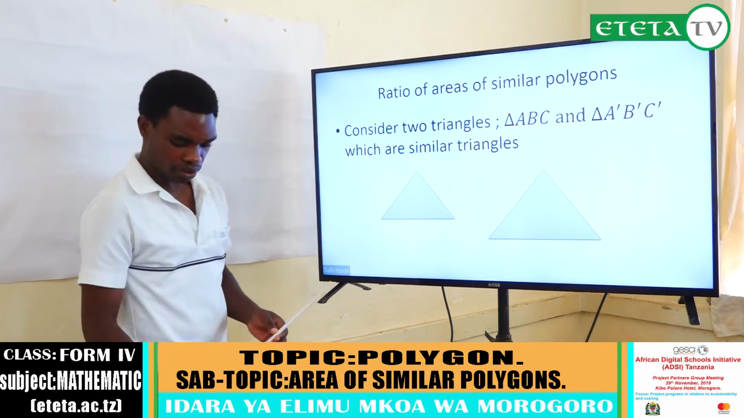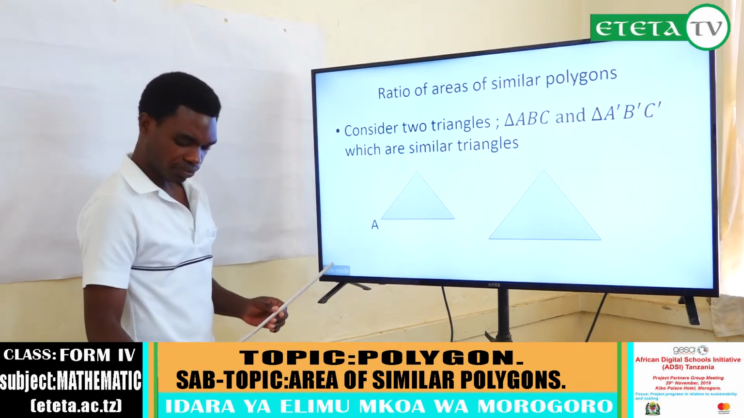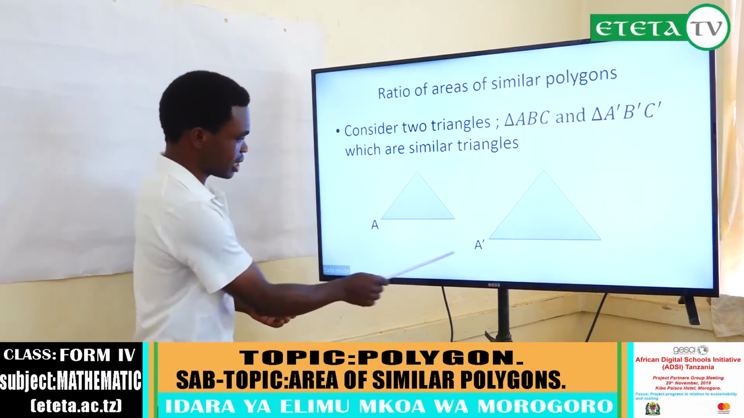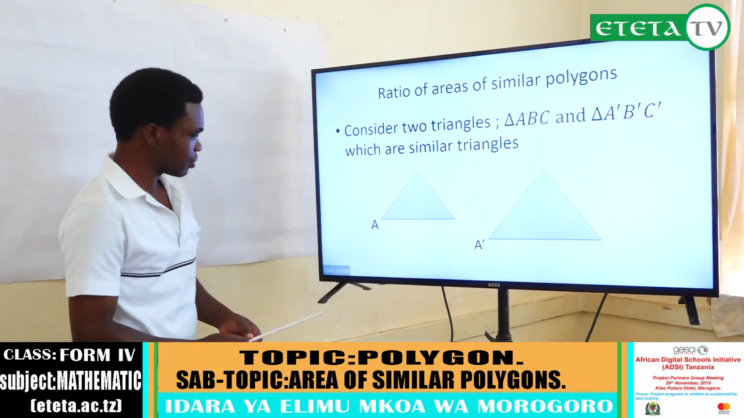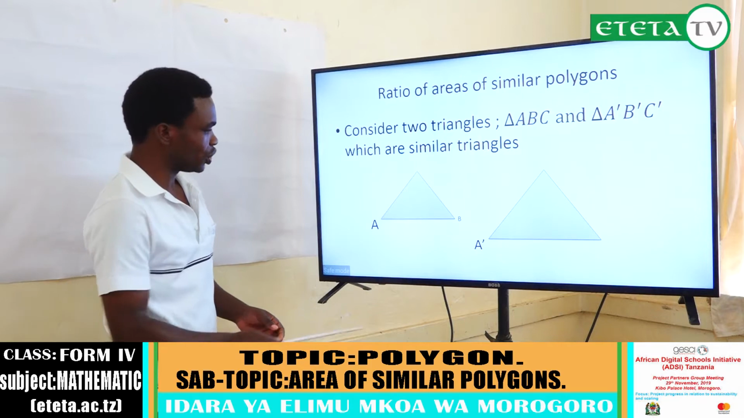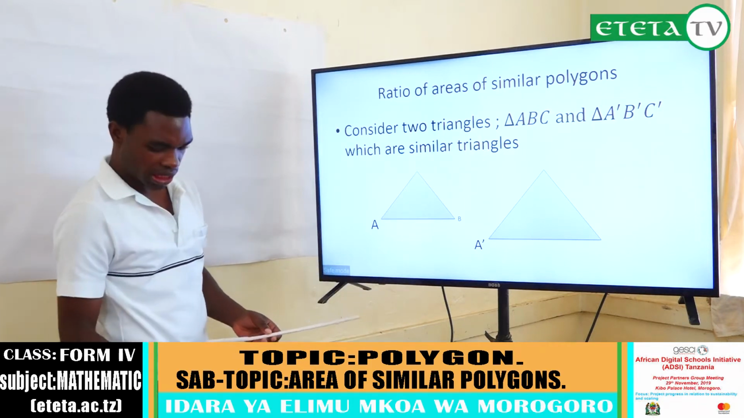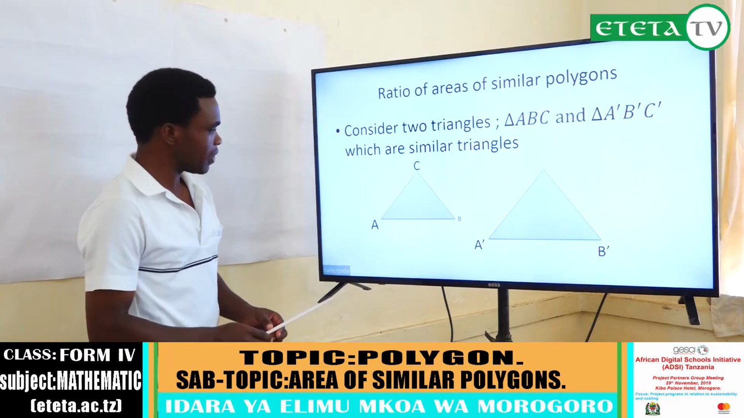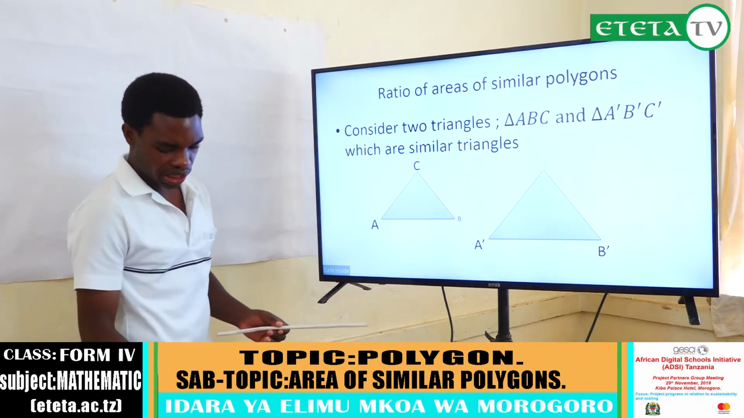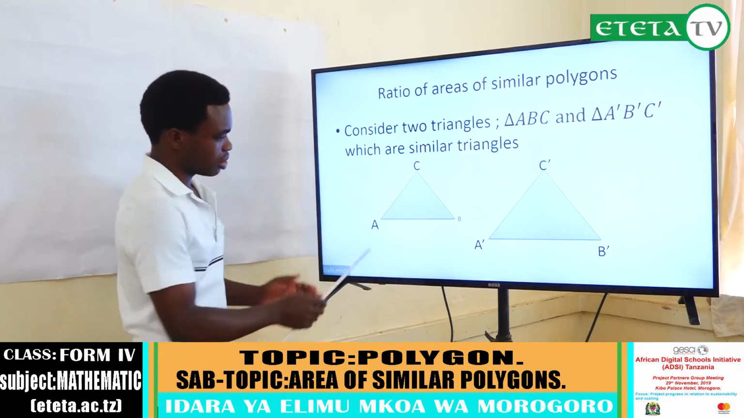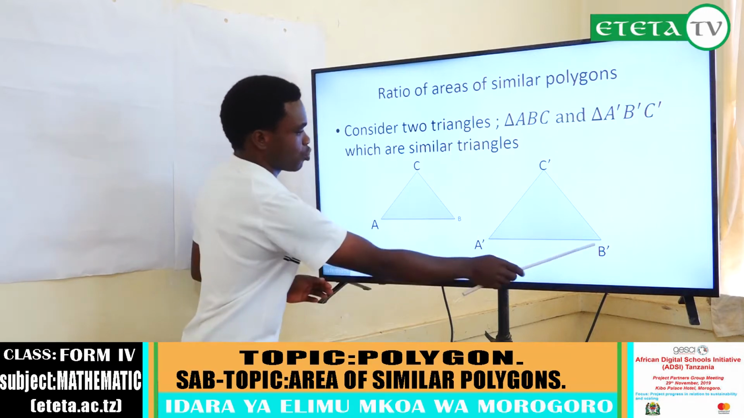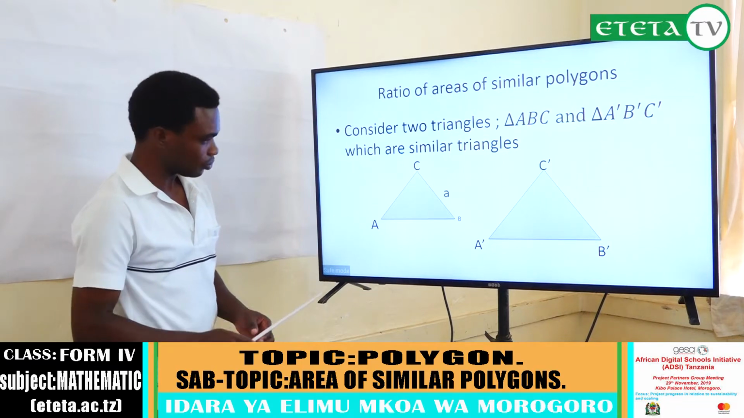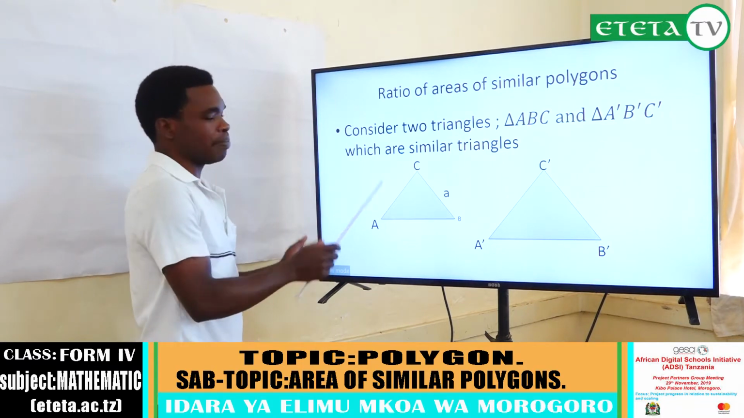Now let us name them. For example, call this A, and the corresponding vertex should be A dash. Again, we have B, and the corresponding vertex should be B dash. And again, we have vertex C, and the corresponding vertex should be C dash. So this one corresponds to this one, this one corresponds to this one, and this one corresponds to that one. And again, we want to name the sides.